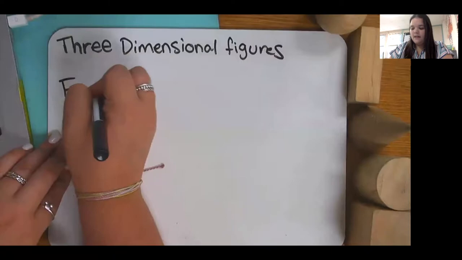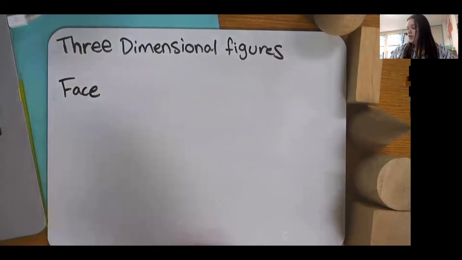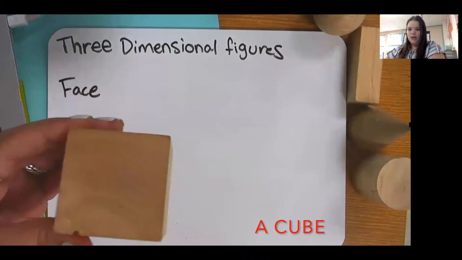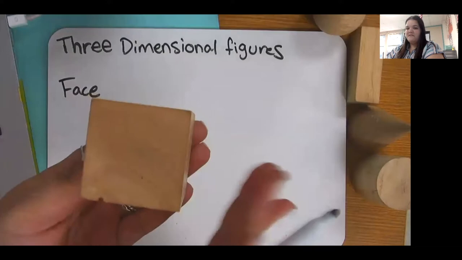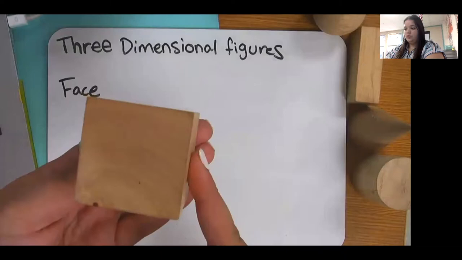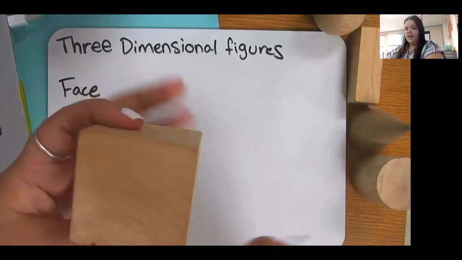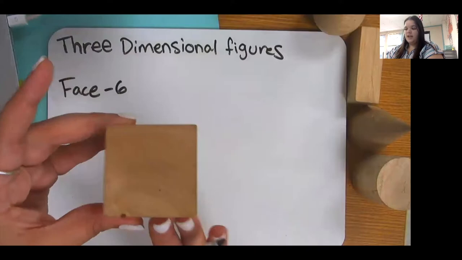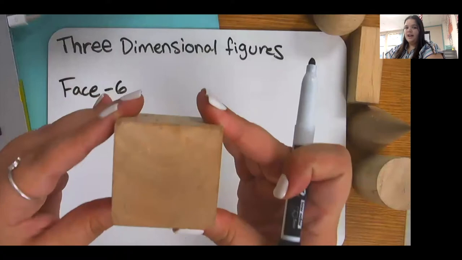is any flat surface on a solid figure. So let's say I have some examples here. Let's say you have this right here. This is a square. So you're going to count how many faces the square has. So you're going to go one, two, three, four, five, and six, the bottom one. So how many faces does it have? The square has six faces. It's any flat surface that the solid has, that the figure has.